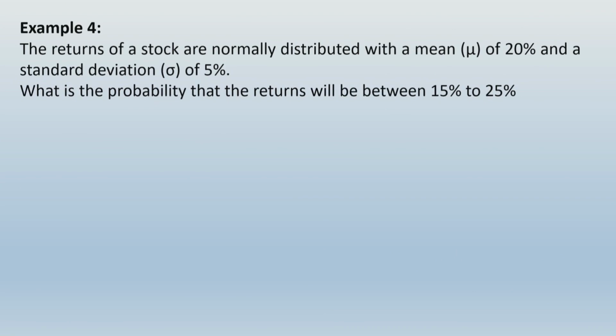Let us move on to the next example, that is example 4. It says the returns of a stock are normally distributed with a mean, that is mu, of 20% and standard deviation of 5%. So I am just bringing the same data again and again. What is the probability that the returns will be between 15% to 25%?